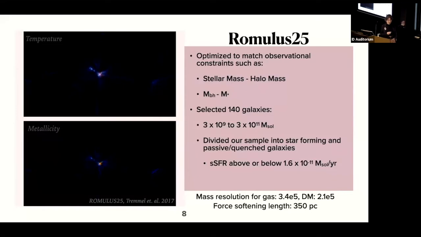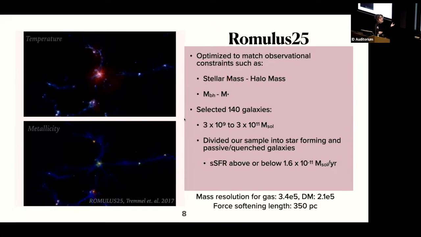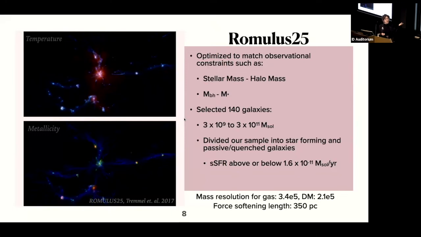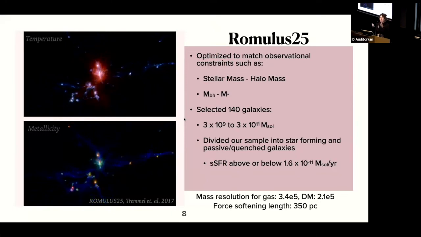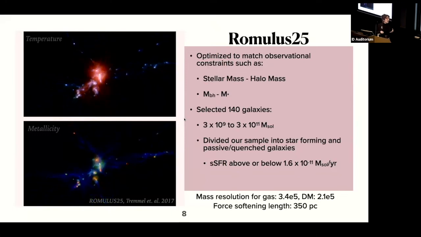Some reminders, we've heard a lot about these simulations today. So I've got the resolution, the force softening length, and some of the observational constraints that it's been optimized to match. In particular, I've selected 140 galaxies between 3 times 10 to the 9 and 3 times 10 to the 11 solar masses, so L-star Milky Way mass and a little bit below. I then divided the sample into star-forming and passive or quenched galaxies using a specific star formation rate cut at redshift 0, which I should have included there.